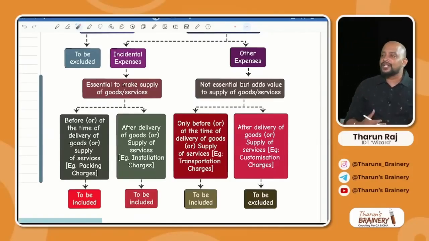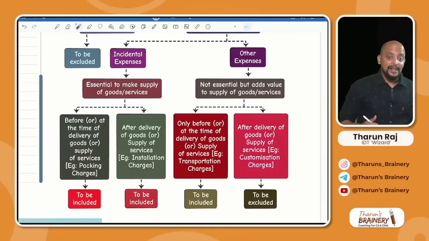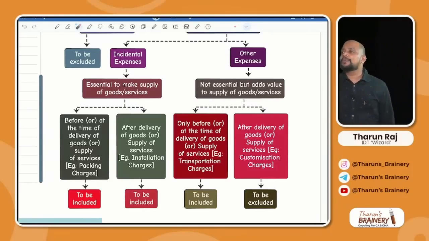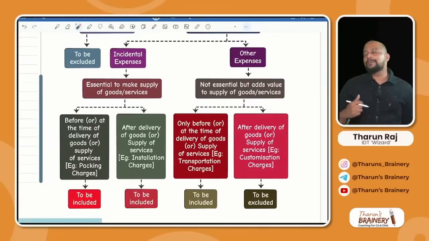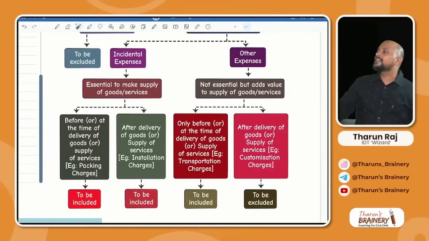Definitely it will be included in the value. Before, at the time of delivery of goods or supply of service itself, they will do that. Sometimes installation, for example, you purchased a refrigerator or an AC. When you purchase an AC, the technician will come to your home and do the installation. Then only the AC will work.